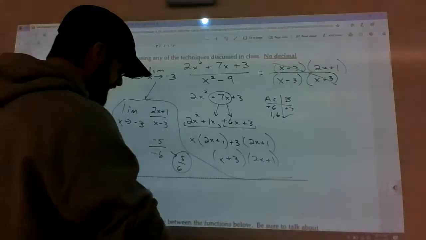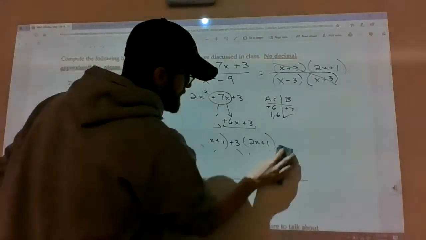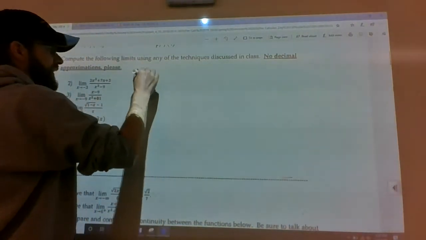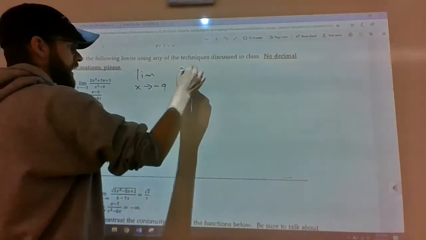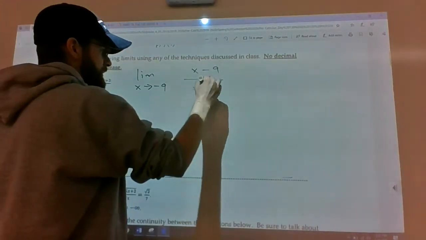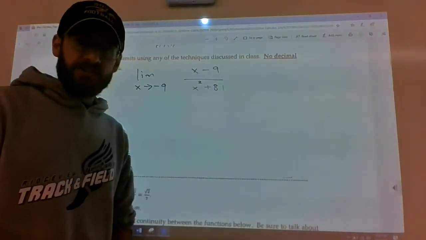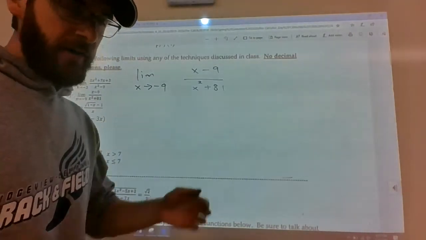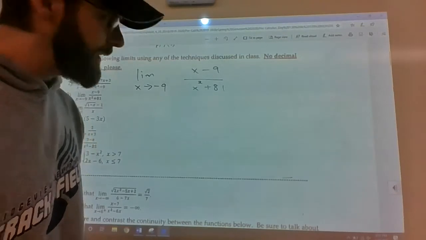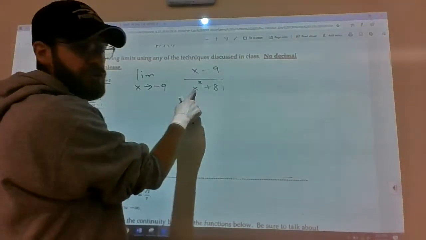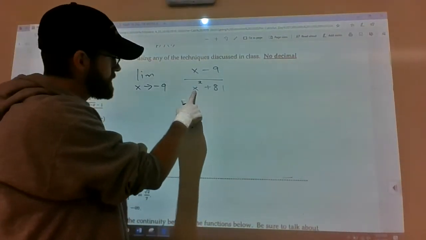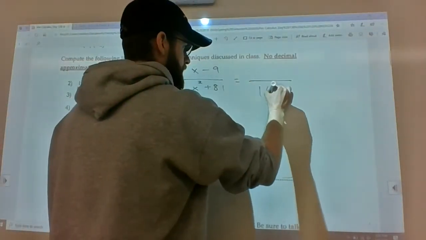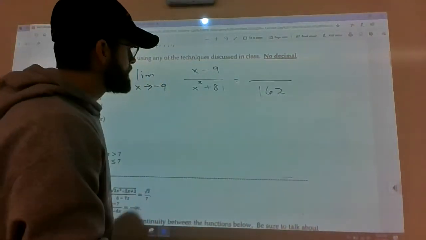All right, checking out the next one. The limit as x approaches -9 of x minus 9 over x squared plus 81. Your first task is to just plug it in the bottom to make sure that you actually do have a divide by 0 error at the spot where you're trying to compute the limit. So if I take -9 squared, I get 81. Oh, 81 plus 81, that's 162. I can just plug the limit right in.